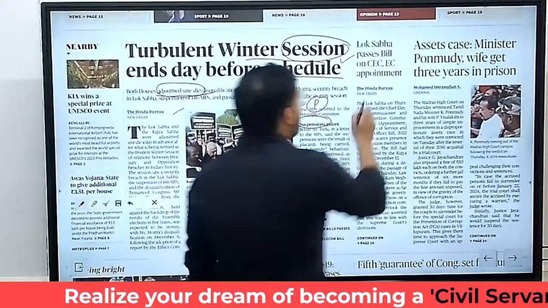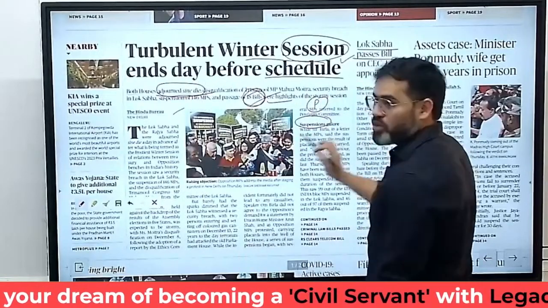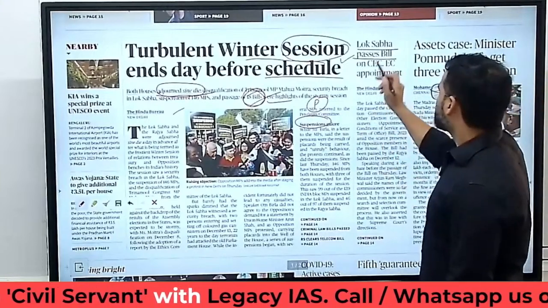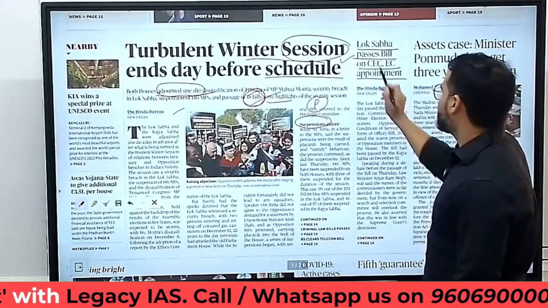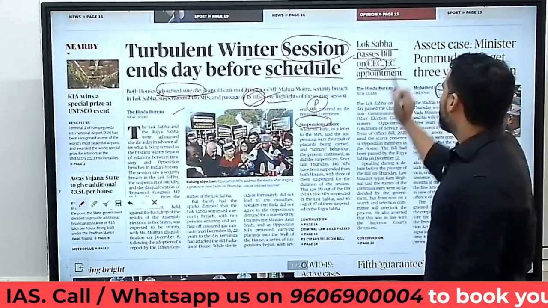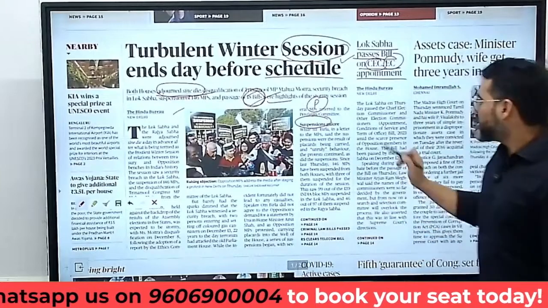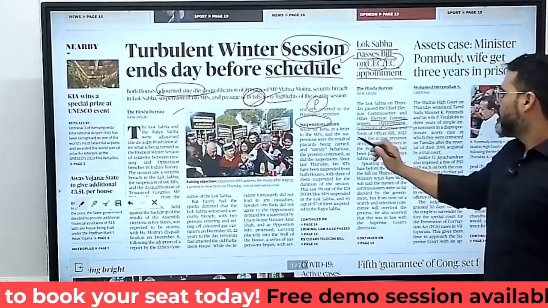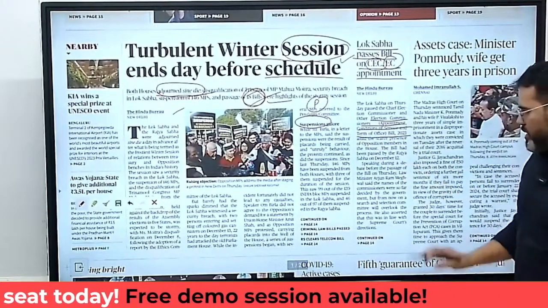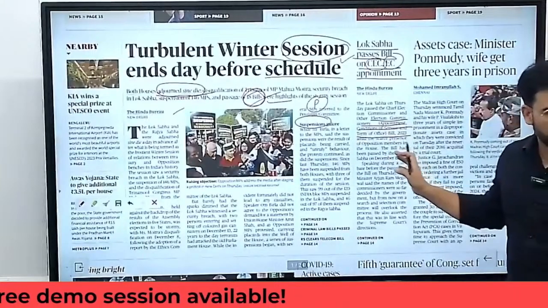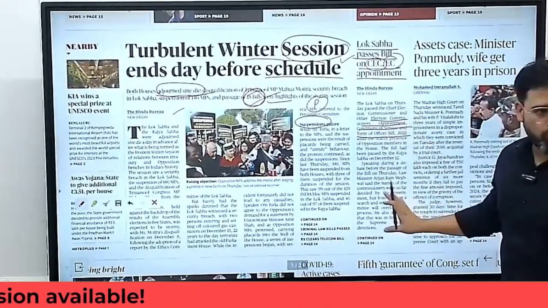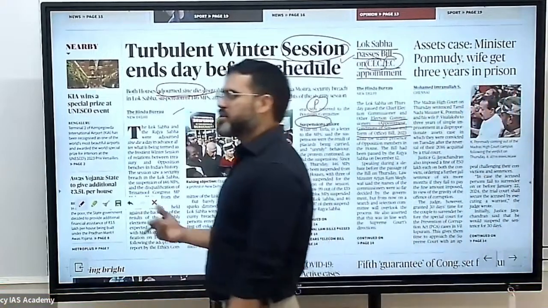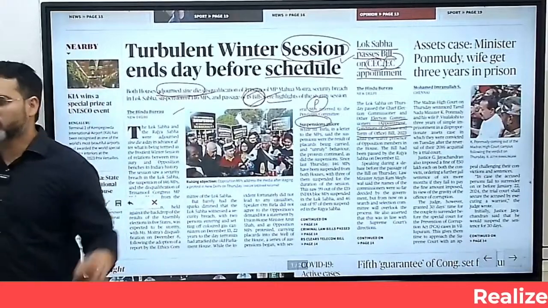For example, the Lok Sabha passed bills that are important are given on the side. The Lok Sabha passed the Bill on CEC, ECs appointment. CEC means Chief Election Commissioner and other Election Commissioners. So the Lok Sabha has passed the Chief Election Commissioner and other Election Commissioners appointment, service, term of office Bill 2023. Clear? Is it visible or not visible? You are correct. So now the thing is, we have to go through what is the new procedure for the appointment of Chief Election Commissioner and other Election Commissioners. We have to go through that only.